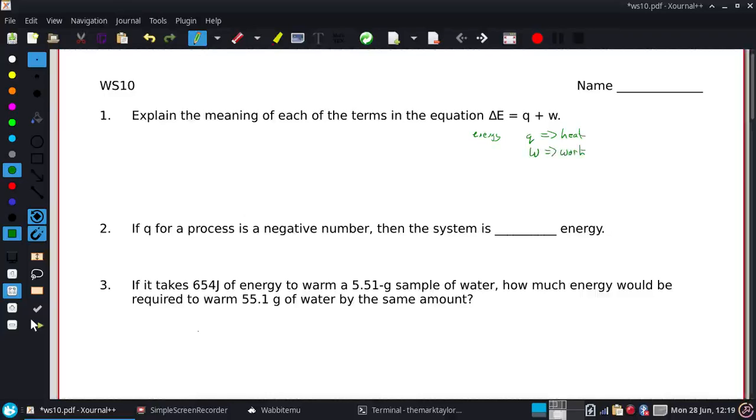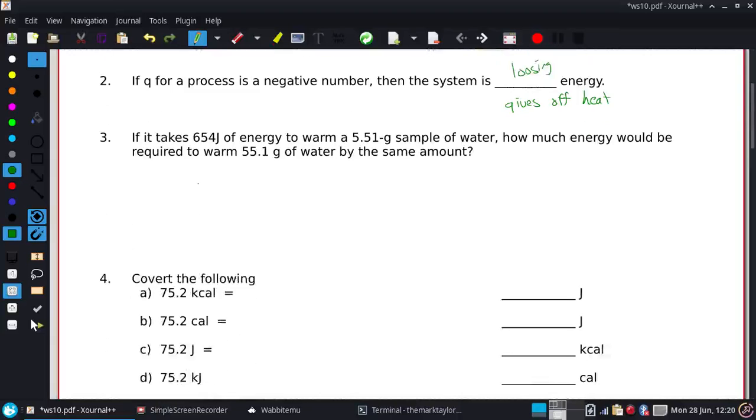All right, question 2. If Q for a process is a negative number, then the system is doing what with its energy? Well, it's not gaining it, it's actually losing it, meaning that negative value. And that is a situation where technically it gives off heat. It would be a situation where the container or the reaction would feel like it's producing heat or getting hot.